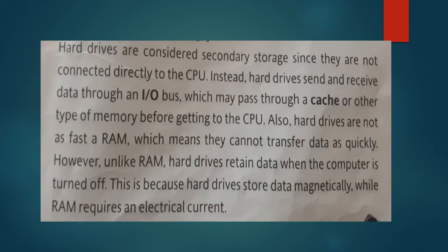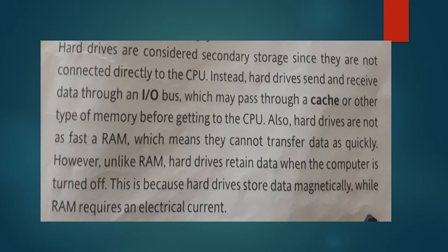Now, hard drives are considered secondary storage, since they are not connected directly to the CPU. Instead, hard drives send and receive data through an I/O bus. I/O bus means input-output bus, which may pass through a cache or other type of memory before getting to the CPU. Also, hard drives are not as fast as RAM.